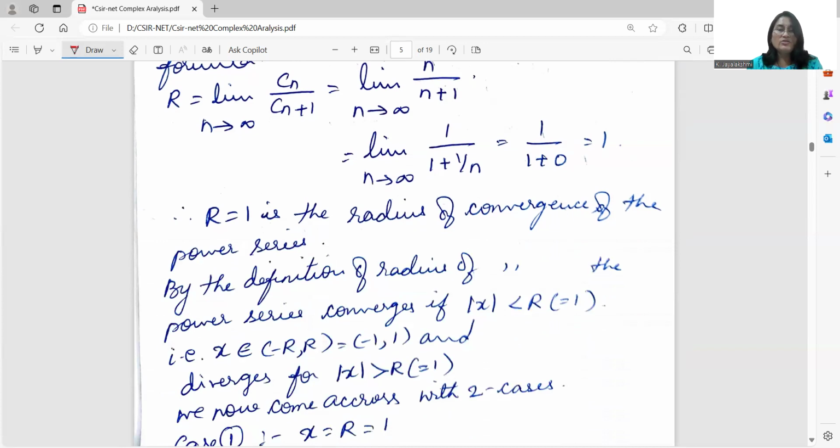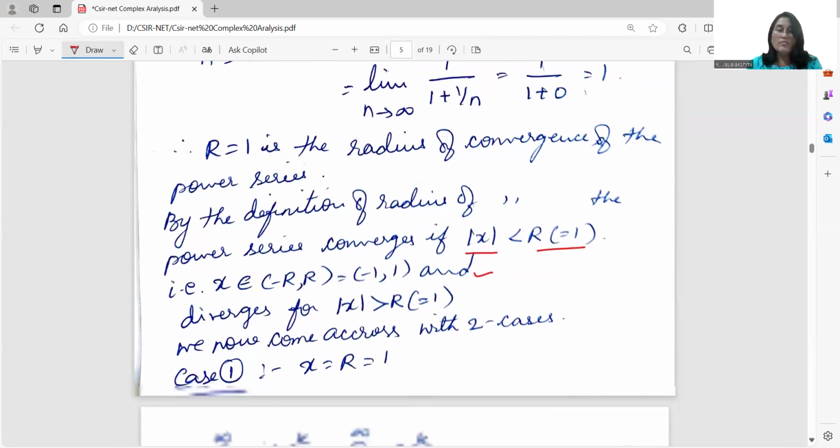Now, by the definition of the radius of convergence, the power series converges if modulus of x is less than R, and this R is equal to 1. That is, x belongs to minus R comma R, which is equal to minus 1 comma 1. And this series diverges for modulus of x greater than R, which is equal to 1.